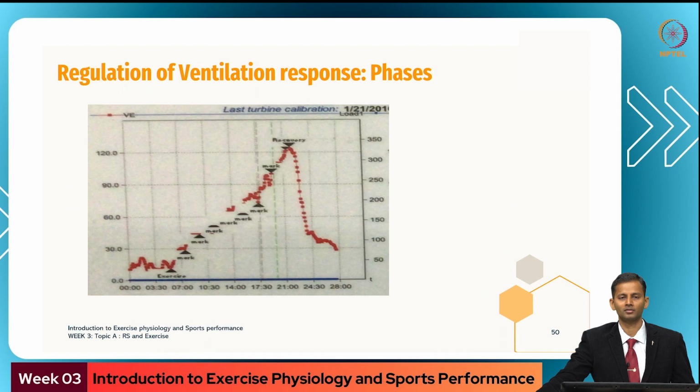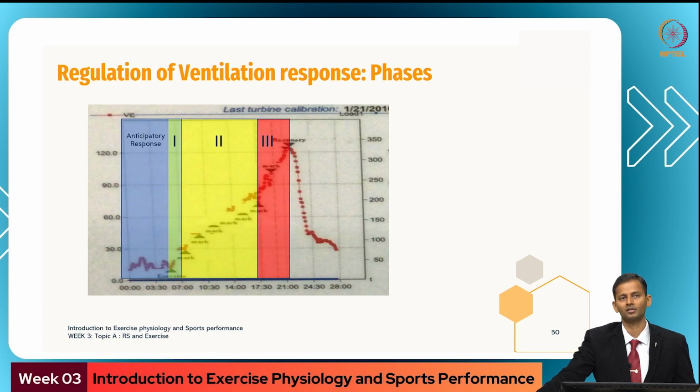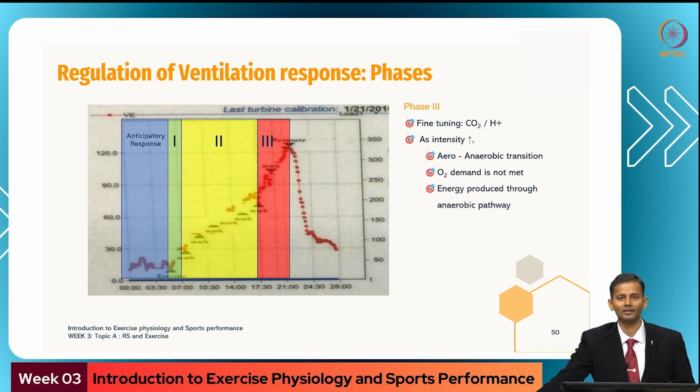Further, as you increase the intensity of the exercise, it ends up in phase 3, wherein the fine tuning of the carbon dioxide and the H plus ion constantly happens. Because of the increase in the intensity and the aerobic transition that happens, the demand is met by the energy production through the anaerobic pathway. We have seen in the energy bioenergetics module that the energy produced through the anaerobic pathway ends up in the end product, that is the lactate, right.